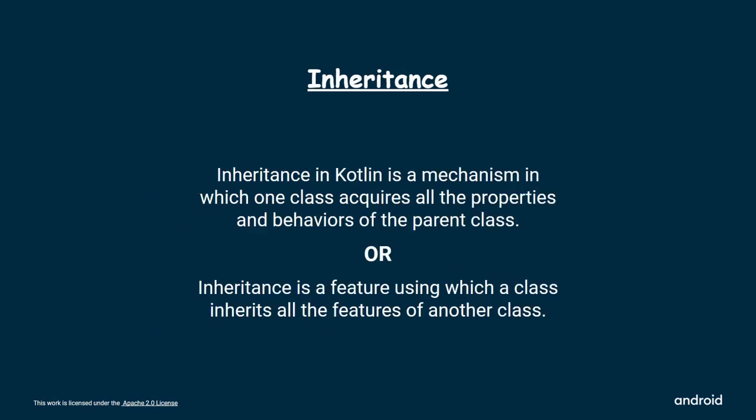So what is inheritance? Inheritance in Kotlin is a mechanism in which one class acquires all the properties and behaviors of the parent class. Or we can say that inheritance is a feature using which a class inherits all the features of another class. The class from which the features are inherited is known as base class or superclass or parent class, and the class that inherits the features is known as derived class or subclass or child class.